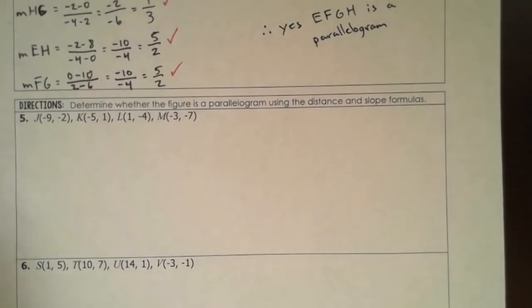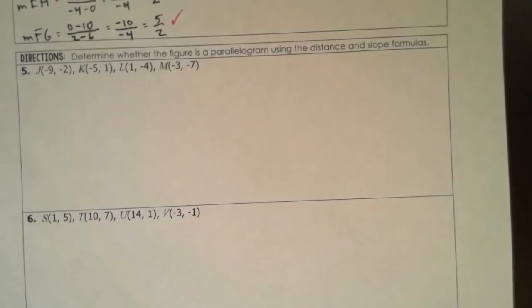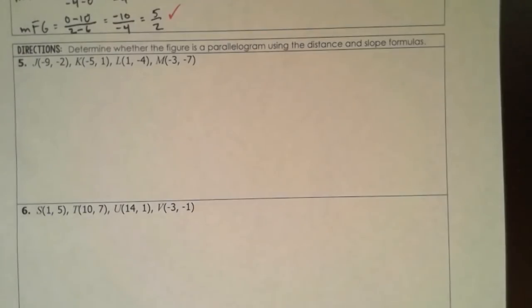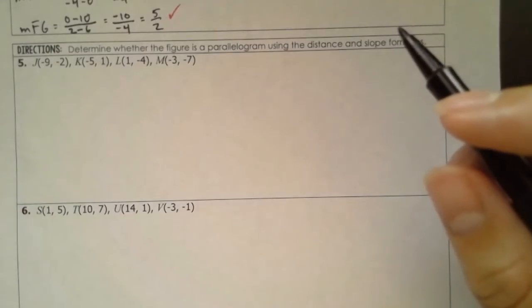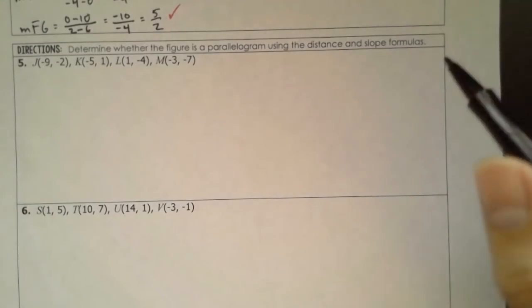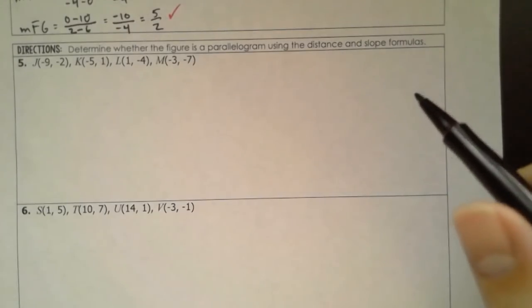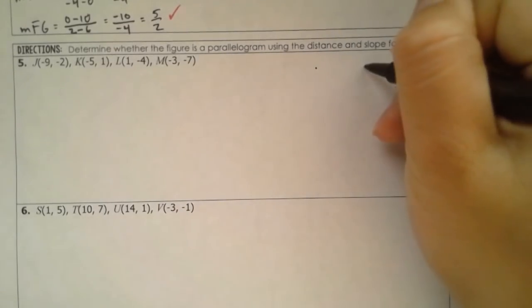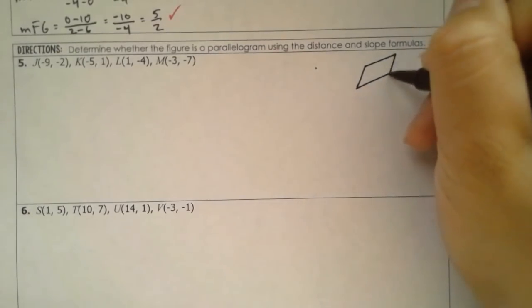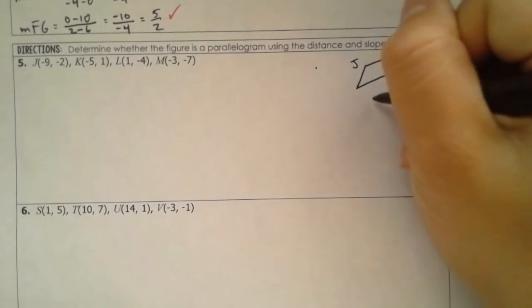Moving on to 5 and 6. 5 and 6 say, determine whether the figure is a parallelogram using the distance and slope formulas. So what you do here, all you have to do is just pick one pair of opposite sides and then just check to see if they are the same length using the distance formula, and then check if they're parallel using the slope formula. So first thing is draw out our parallelogram, and we're talking J, K, L, M.